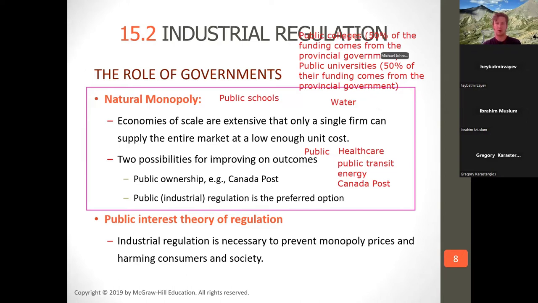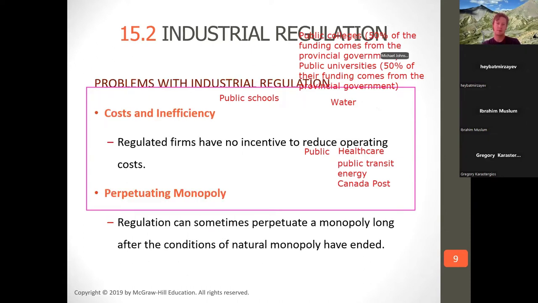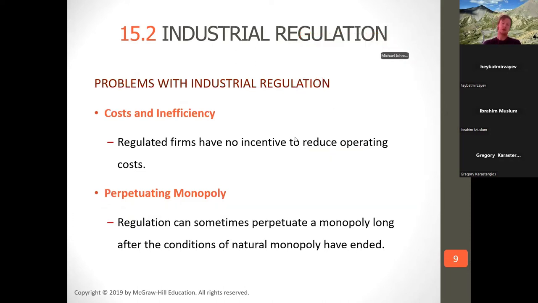Now, the public interest theory of regulation. Industrial regulation is important to prevent monopoly prices and harming consumers and society. So it's important that we have regulation to prevent that. But the problem is there are issues with cost and inefficiency with industrial regulation, because regulated firms don't have incentive to reduce operating costs. Then, perpetuating monopoly: regulation can sometimes perpetuate a monopoly long after the conditions of natural monopoly have ended.